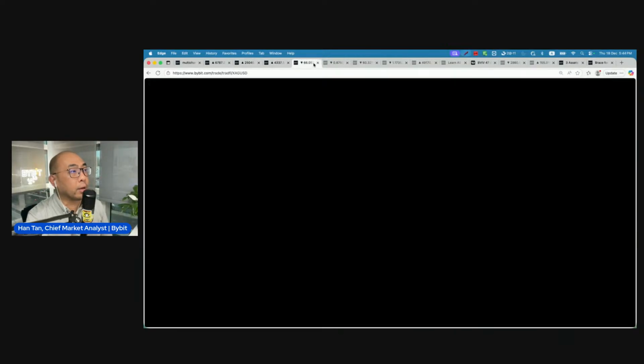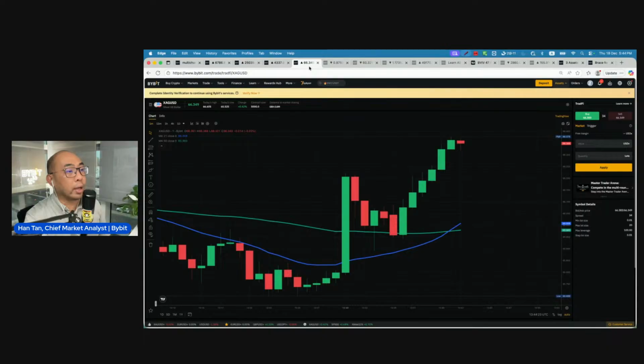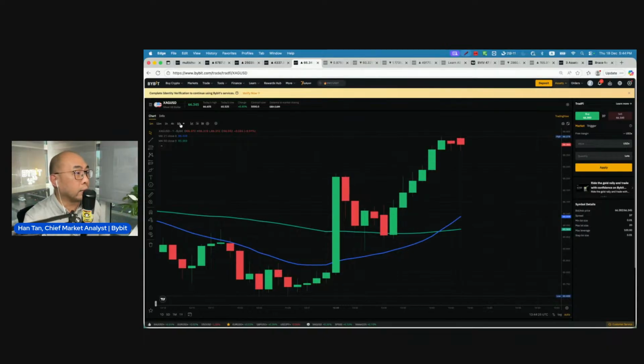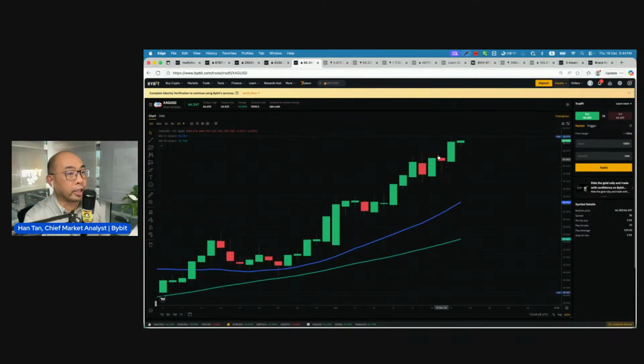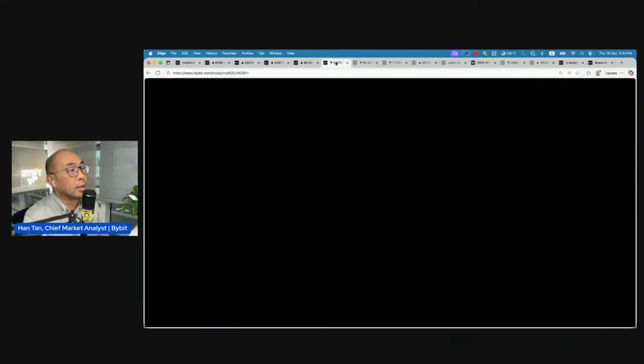Maybe a quick check-in on another one that we're looking at, silver. No surprise here. Silver on the daily chart has just been posting a new record high basically every single day of this month. You've only got 1, 2, 3 red candles. Everything else has been higher.